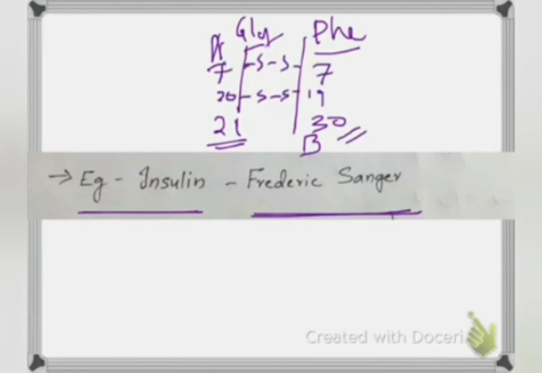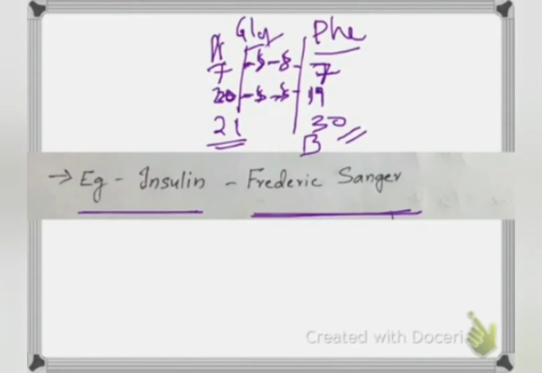Here you can see a disulfide linkage between the 7th amino acid of the A chain and the 7th amino acid of the B chain. Similarly, another disulfide bond is present between the 20th amino acid of the A chain and the 19th amino acid of the B chain.